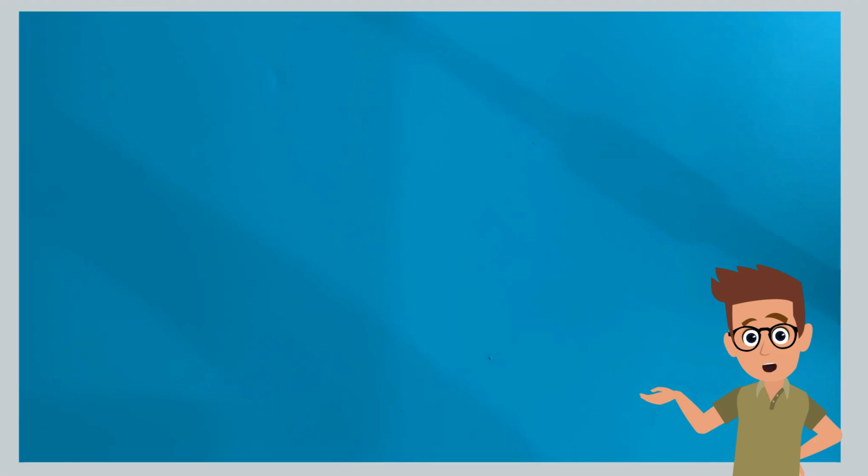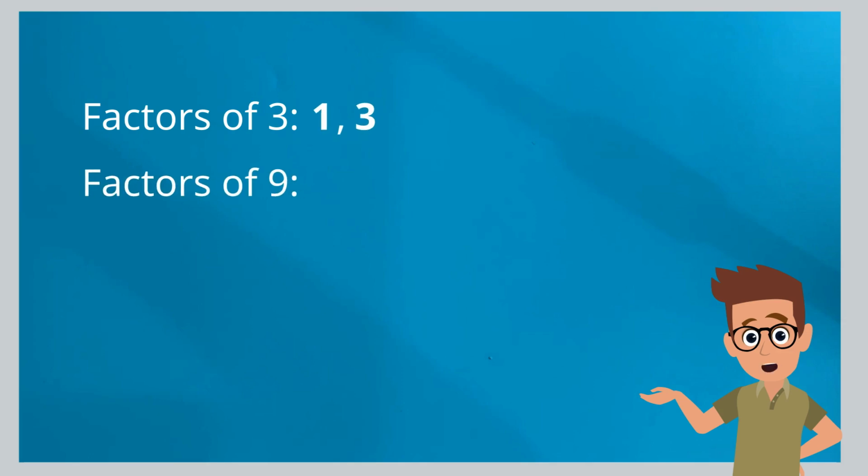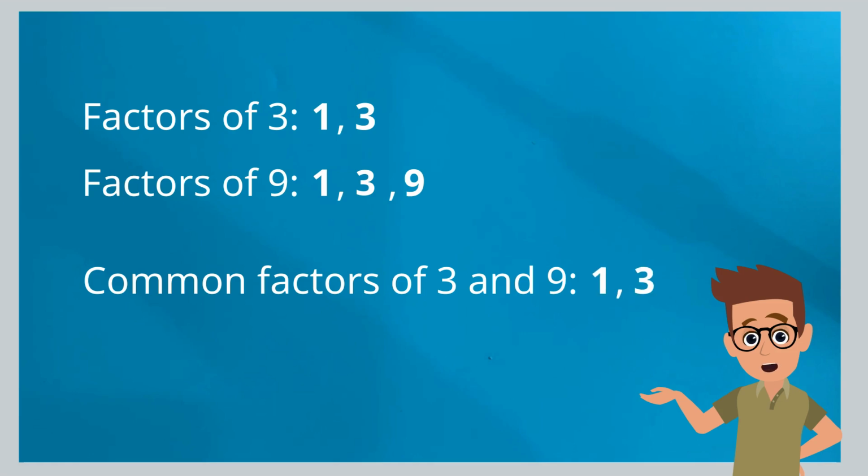Can you remember the factors of 3? The factors of 3 are 1 and 3. The factors of 9 are 1, 3, and 9. So, the common factors of 3 and 9 are 1 and 3.